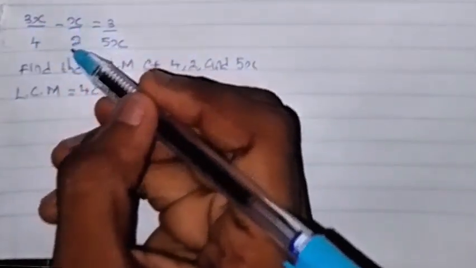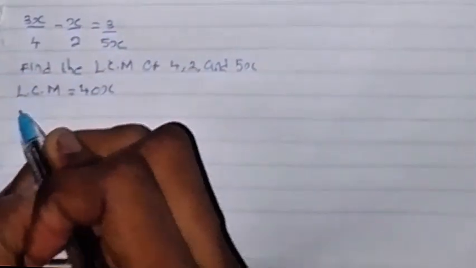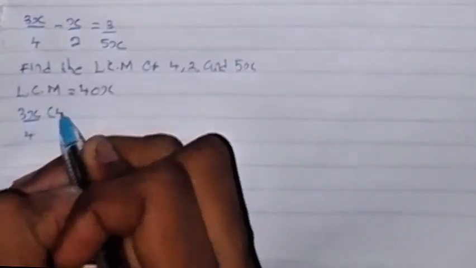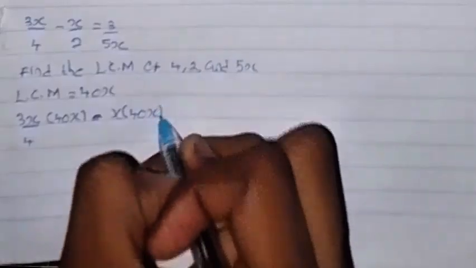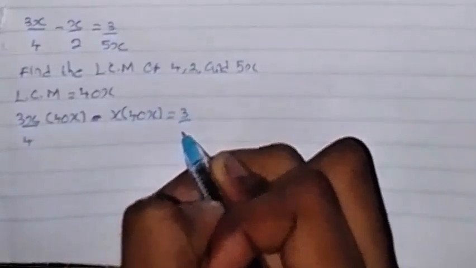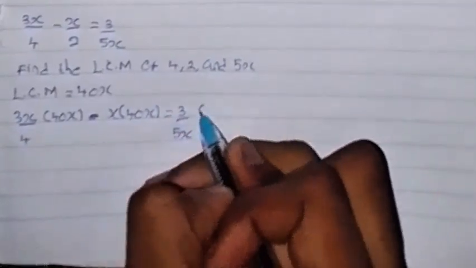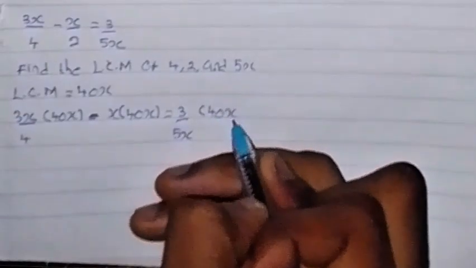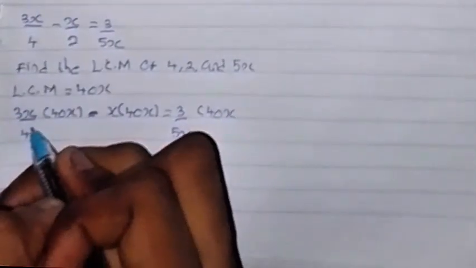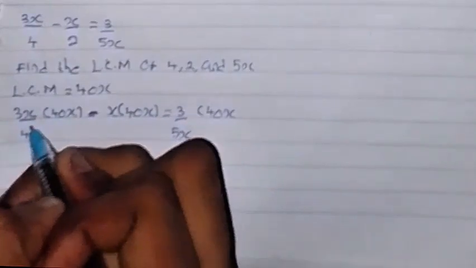That's 3x over 4 minus x over 2 is equal to 3 over 5x. So we multiply all through by 40x. We have 3x over 4 multiplied by 40x, minus x over 2 multiplied by 40x, which will be equivalent to 3 over 5x multiplied by 40x.